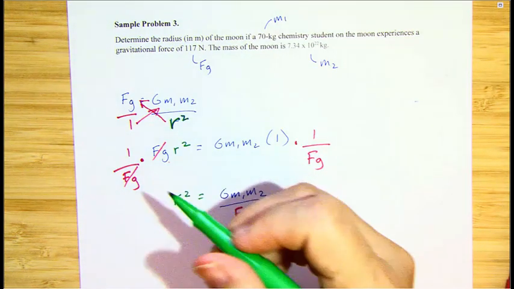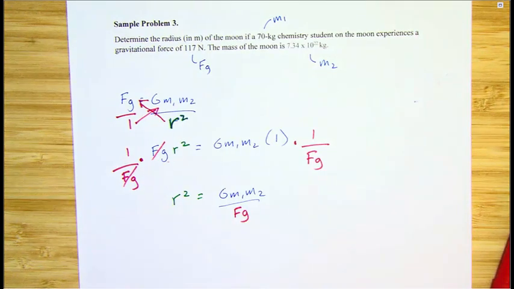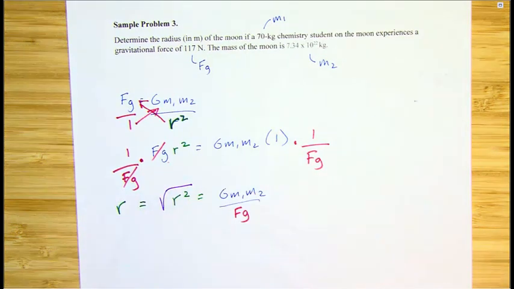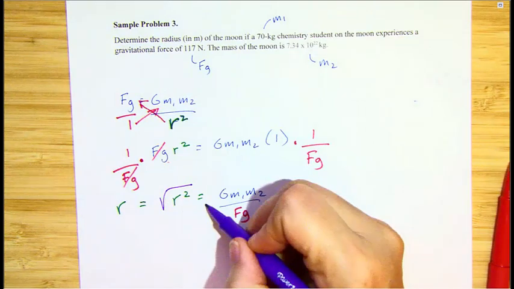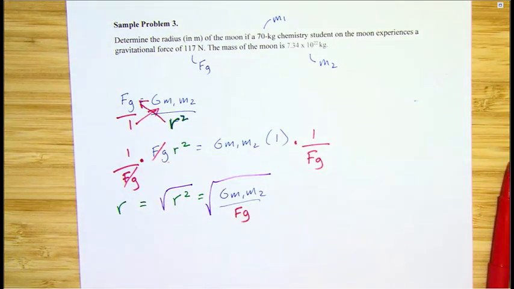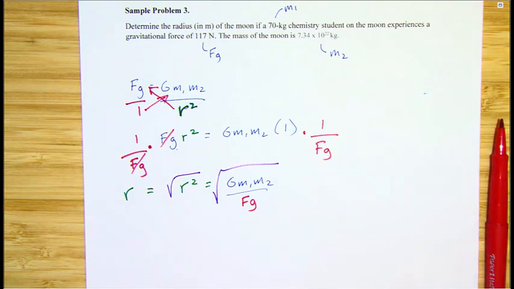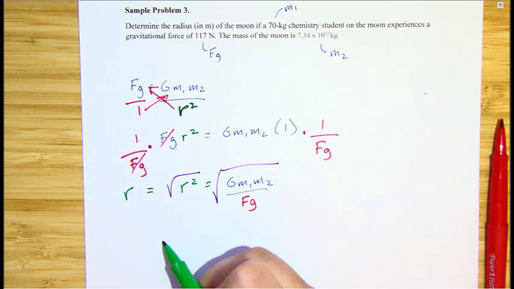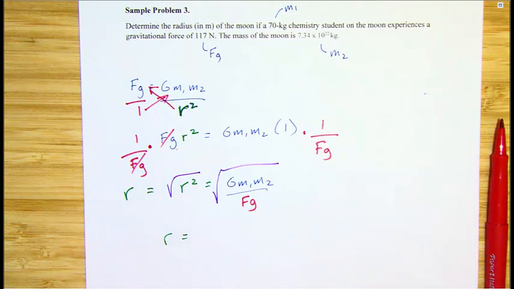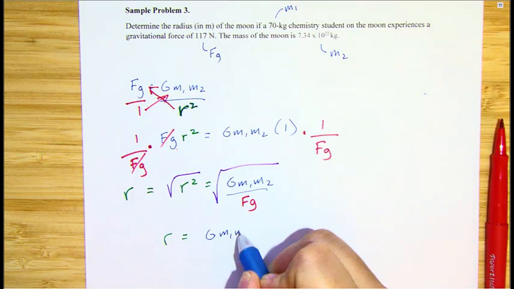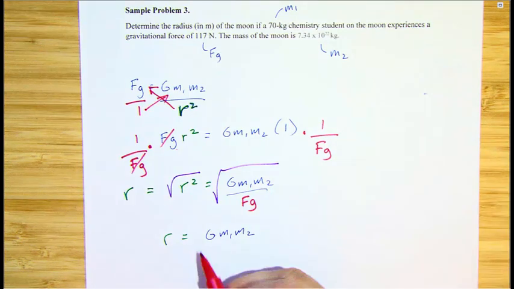So I need to take, let me use a different color, I'm going to take the square root of the radius so that I end up with just r. But if I'm taking the square root of one side, know that I have to take the square root of the other. Okay, so our equation becomes r is equal to the square root of G m1 m2 all over Fg.